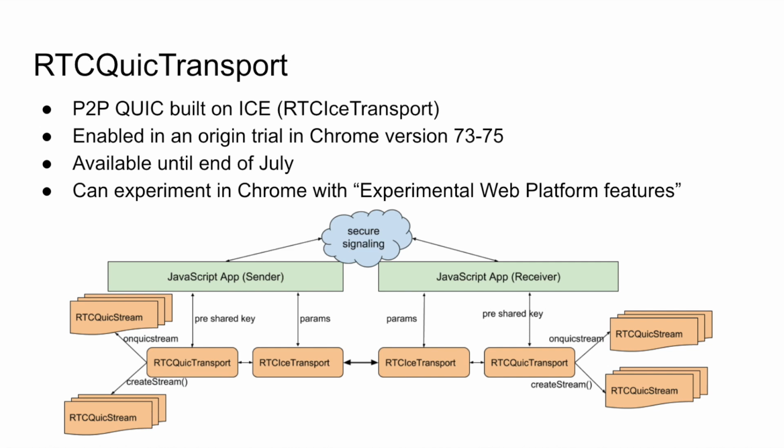Basically, you can see from this diagram the general overview. There's some secure signaling that basically signals ICE candidates and a pre-shared key for QUIC. And then you get an ICE connection, and the QUIC connection is built on top of the ICE connection. And then you have bidirectional QUIC streams on each side, and also datagrams if you just want to send messages.